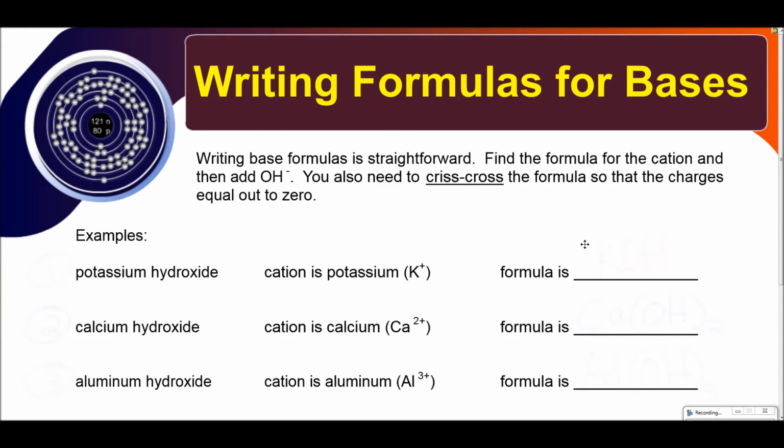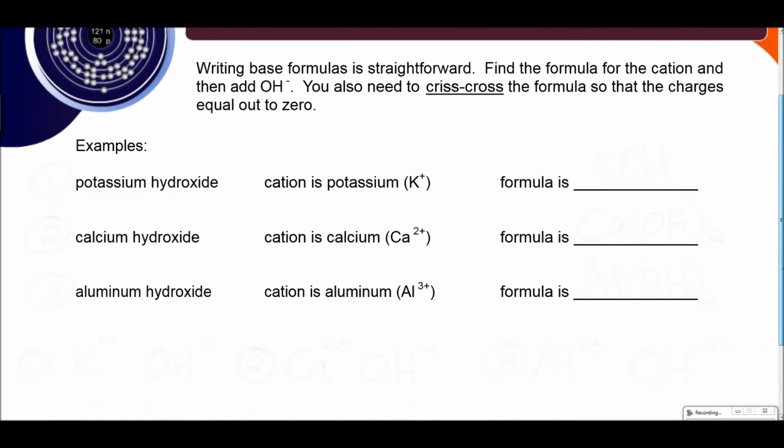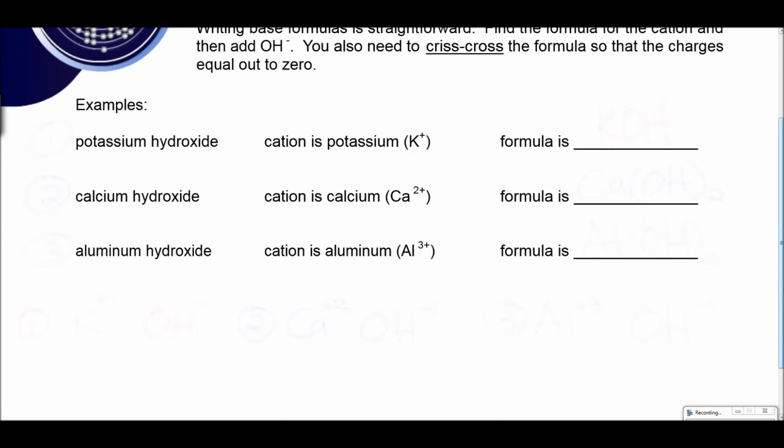Writing formulas for bases. Writing base formulas is very straightforward. First, you're going to find the formula of the cation and then you're going to add OH. You'll also need to crisscross the formulas so that the charges add up to 0. We have 3 examples. Our first example is potassium hydroxide.